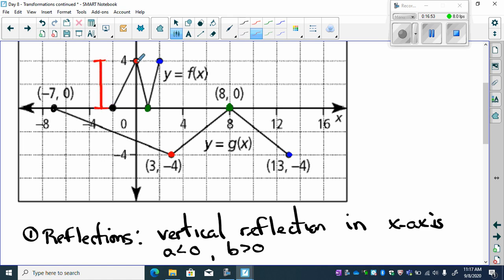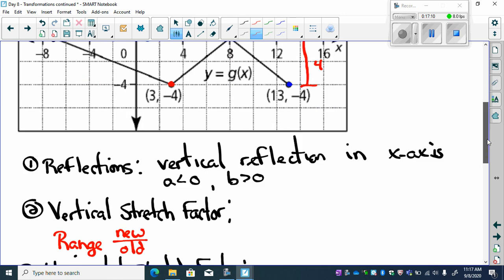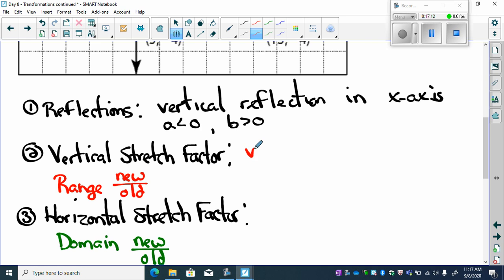Okay, height of 0, height of 4. That's 4 units. Okay, here's the new. That's a height of negative 4. That's a height of 0. That's 4 units as well. So remember, it's the new, this number over this number, 4 over 4. So for the VSF, vertical stretch factor, I'd go new over old, 4 over 4, VSF equals 1. That would mean that A is a 1.